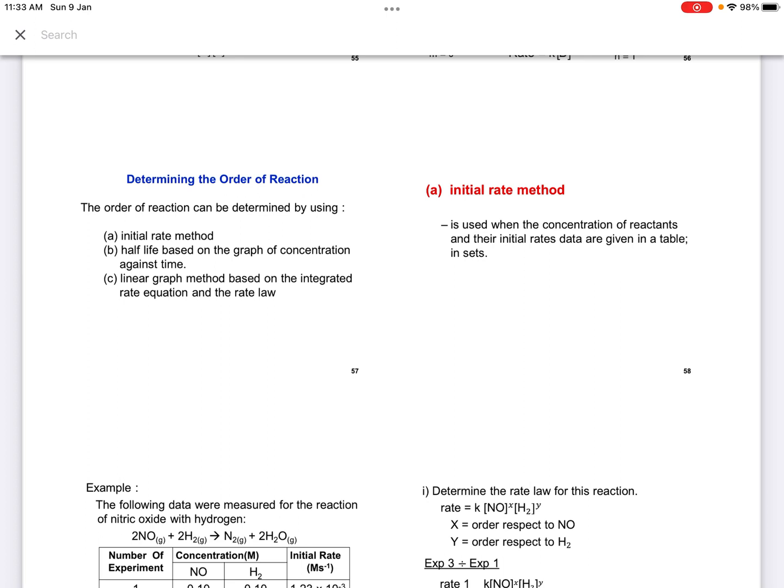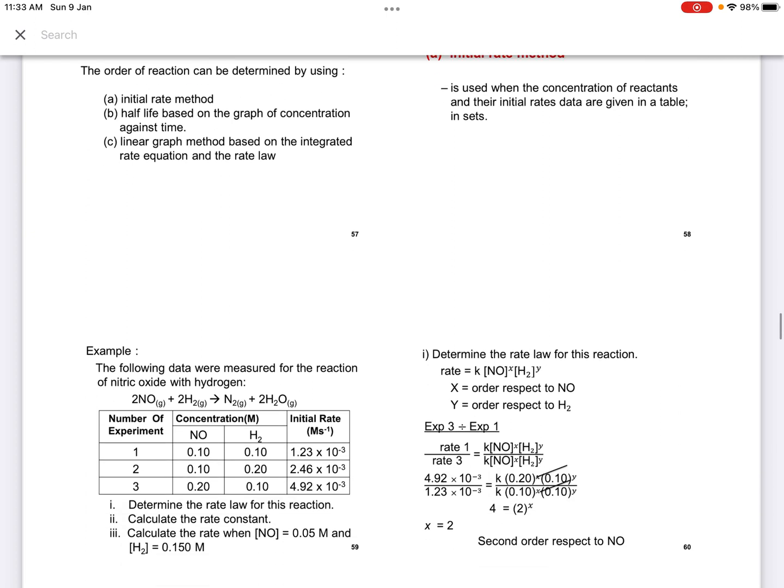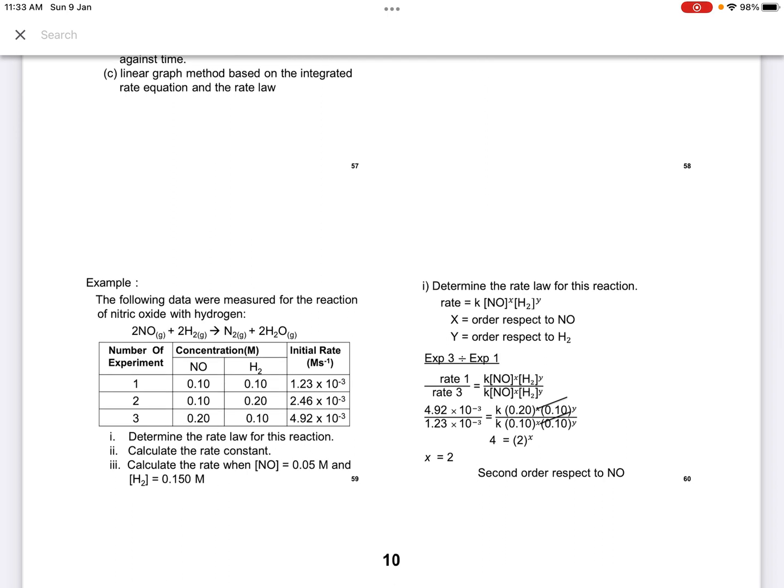So the initial rate method is used when the concentration of reactant is given in a table. So remember, if the data is given in a table like this, then we can determine using the initial rate method. Okay, so maybe I just mention to you the way to do it, not particularly the example. The example we will do in tutorial. So they give you a table consisting of the number of experiment, concentration of reactant species, and they give you the initial rate. Okay, so normally the question asks us to determine the rate law, find the rate constant.